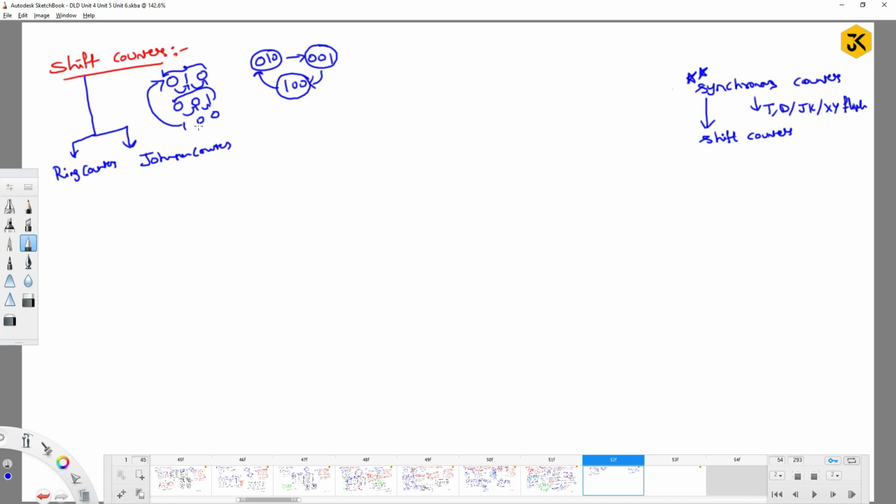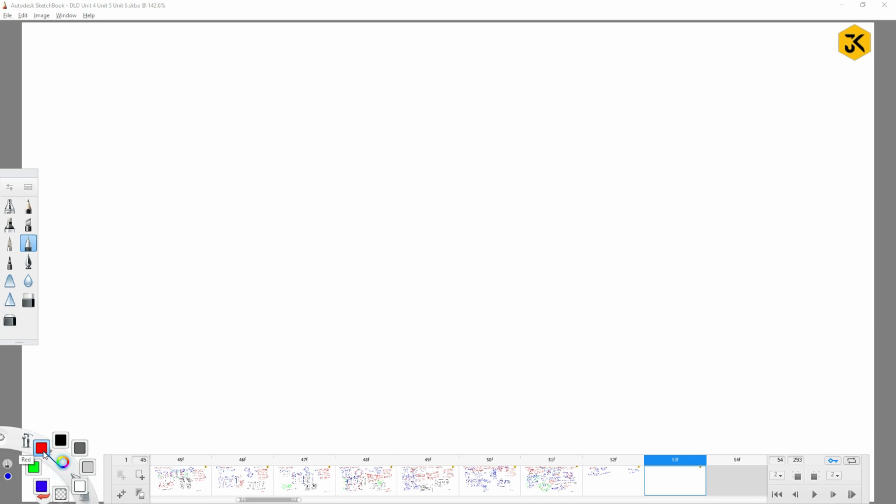These Johnson counters are also called twisted or switch tail ring counters. The reason why they are called this, I will explain while explaining the Johnson counter. If I say it's a kind of ring counter, there is a small difference between the ring counters and the Johnson counters. So now let us discuss the first one, the ring counter.